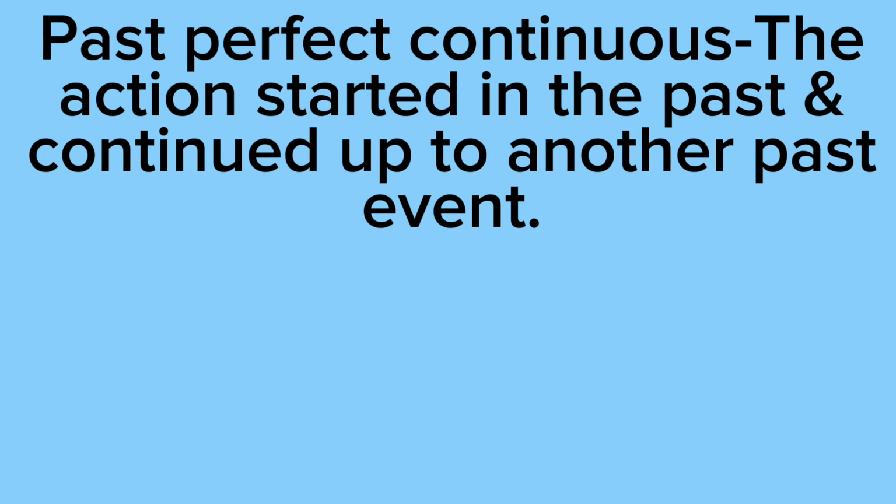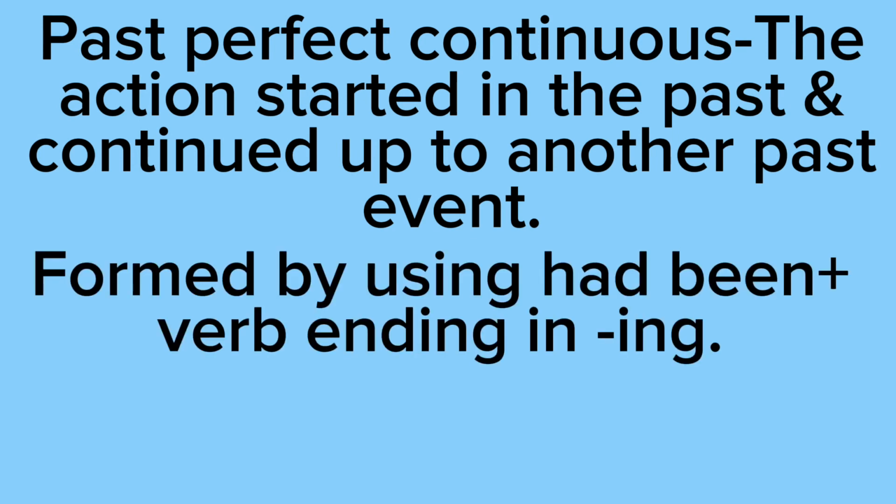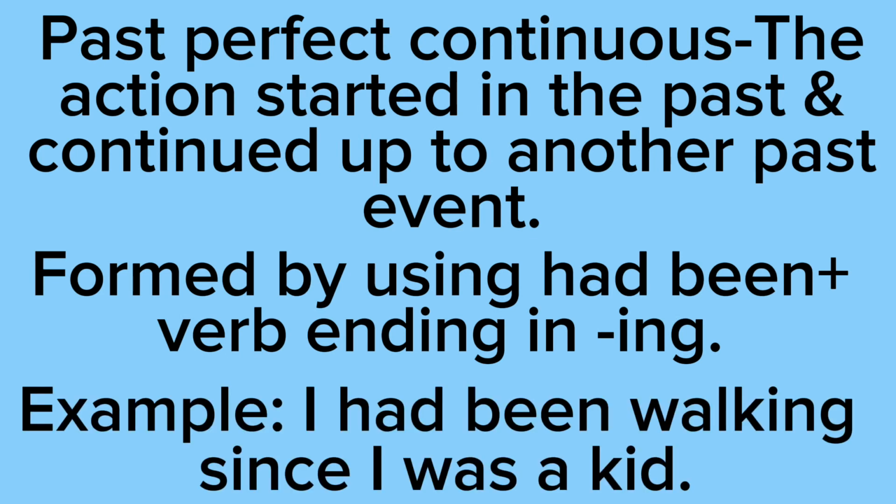Next, we have past perfect continuous, which means the action started in the past and continued up to another past event. This is formed by using had been and the verb ending in -ing. So I had been walking is a past event, and then since I was a kid is also a past event. And as you can see, I used had been plus the verb, which is walk, with an -ing at the end. So that makes it walking.